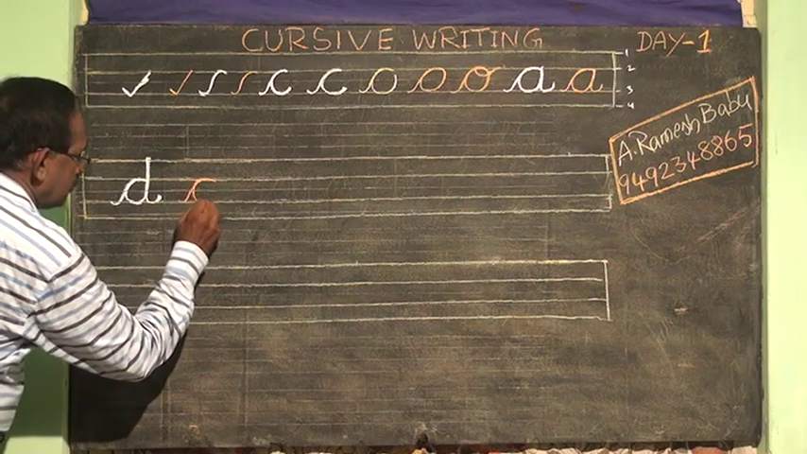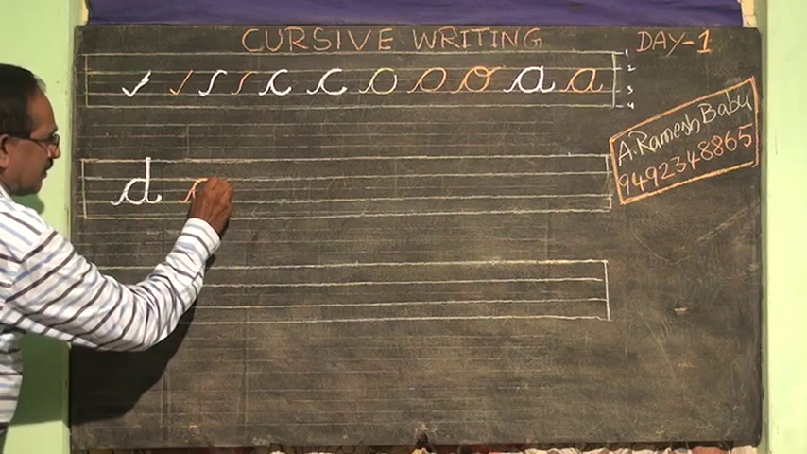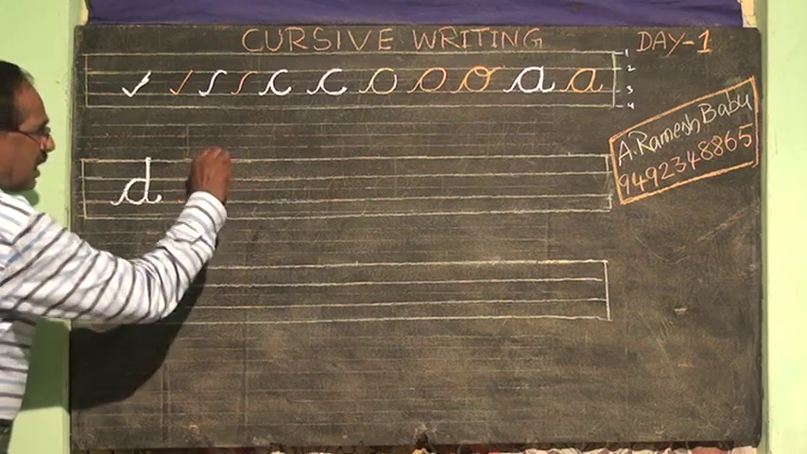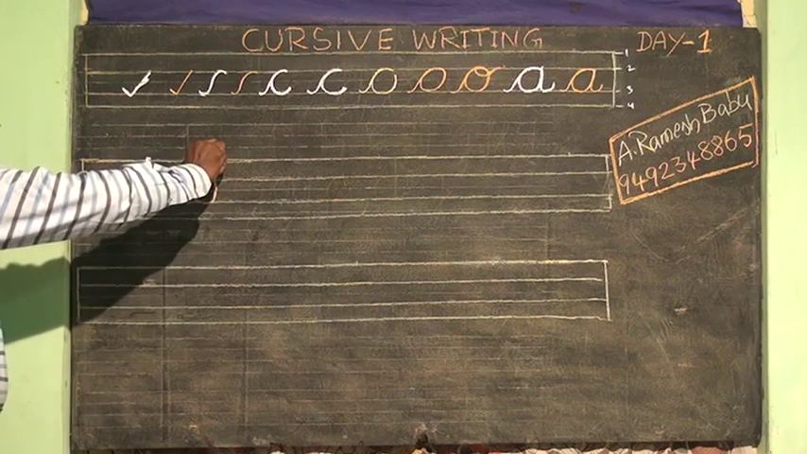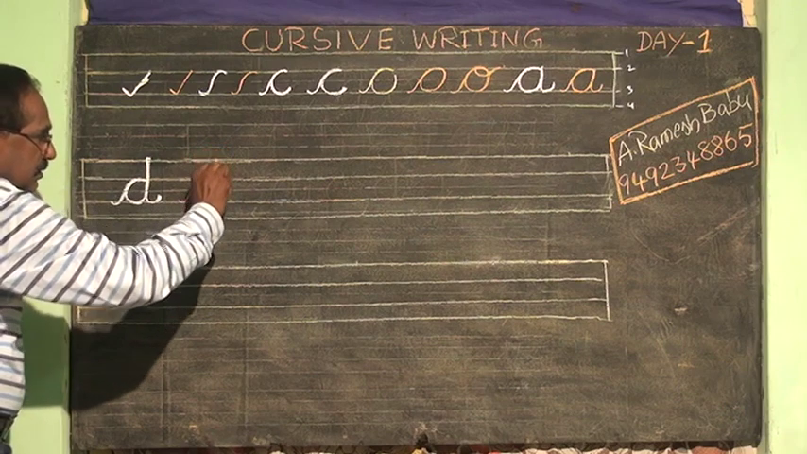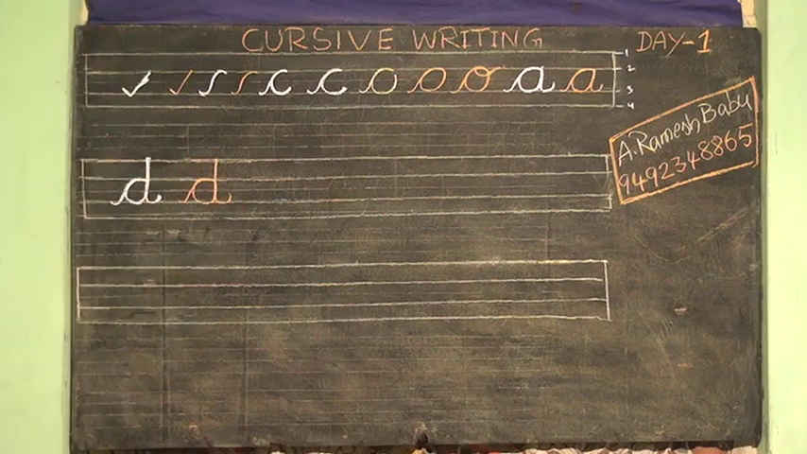Like A, write down small a. You make a circle here. From that one, you have to touch the top line. On the top line, you come down. On the top line, you have to draw the line downwards. And here make a small curve, D. So this is small d.